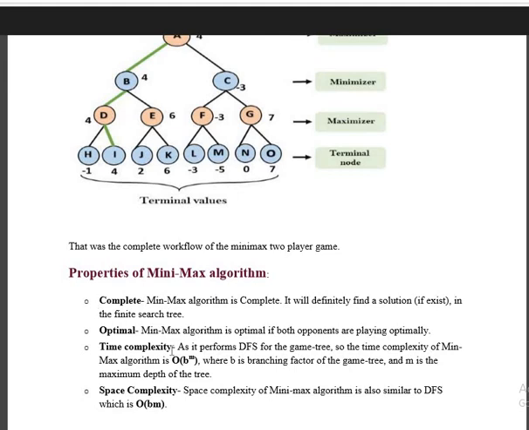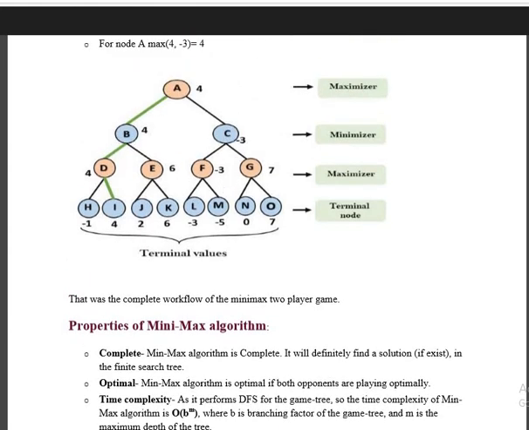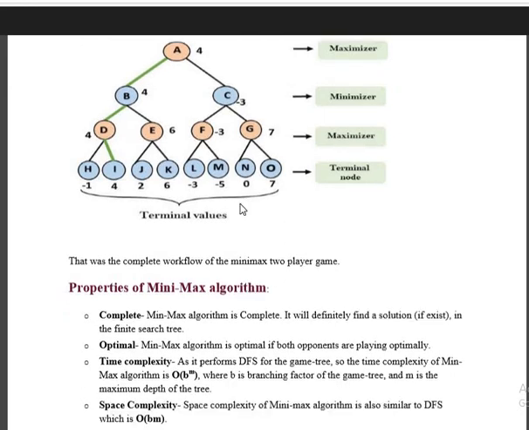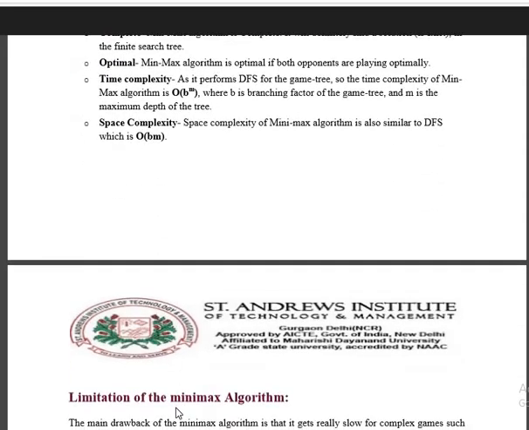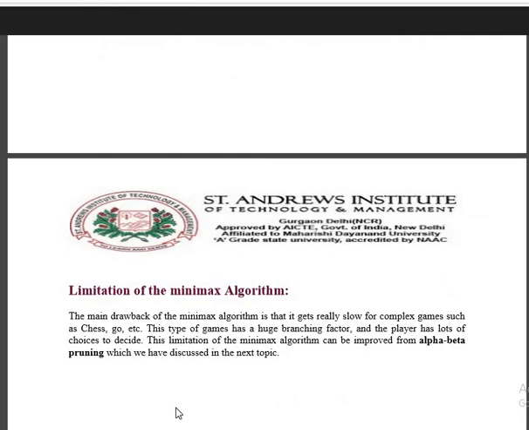That is important. Time complexity: as it performs DFS on the game tree, the time complexity of the minimax algorithm will be O(b^m), where b is the branching factor of the game tree we have used here, how many branches are available, and m is the maximum depth of the tree. Coming to space complexity: the space complexity of the minimax algorithm is similar to DFS, O(bm). Okay, every algorithm has its advantages and disadvantages.